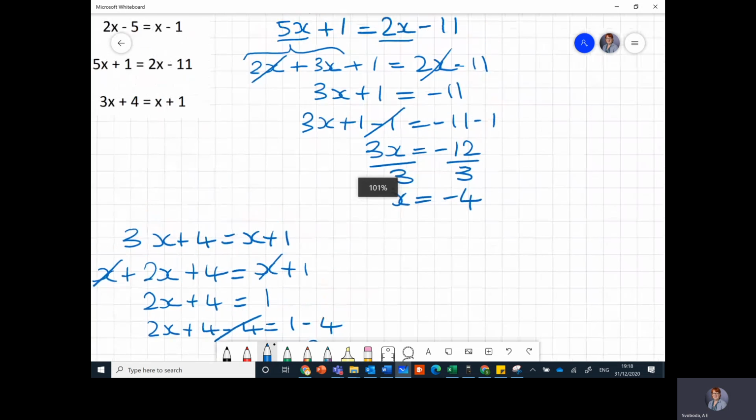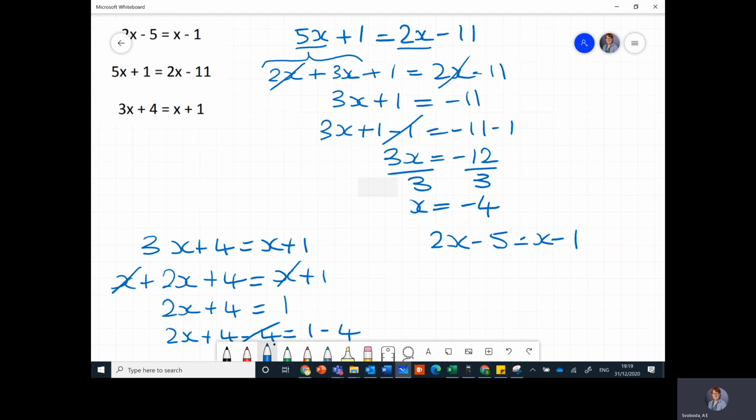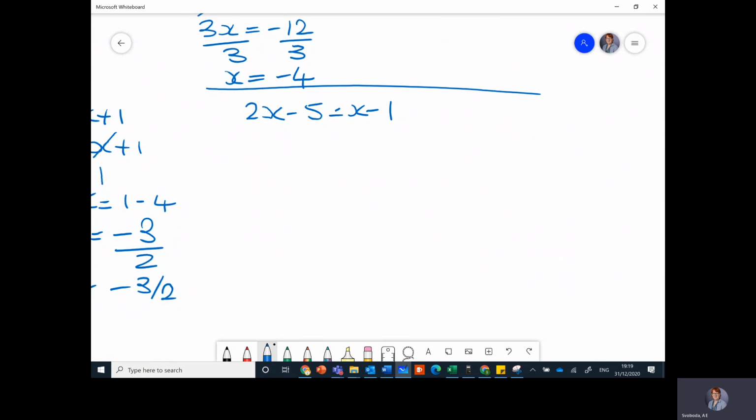Okay, one last one. So 2x minus 5 equals x minus 1. Now I left this one till last because people find this slightly more confusing. So 2x is our larger amount, x is our smaller amount. So I'm going to write 2x as x plus. Now obviously to make 2x it needs to be x plus x. Minus 5 equals x minus 1.